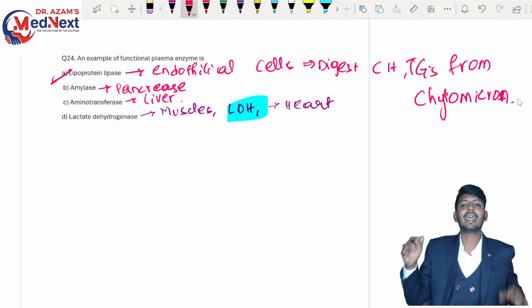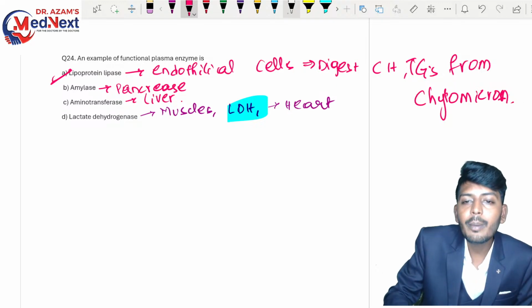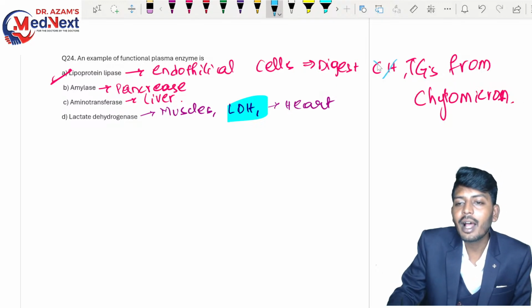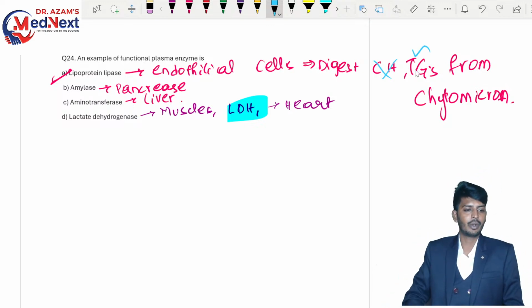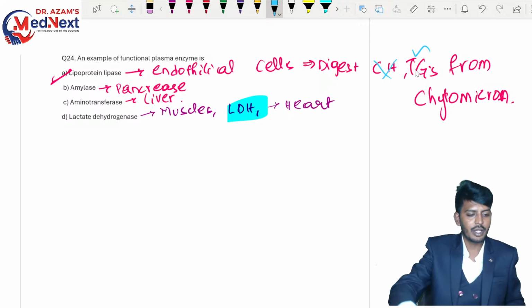Who is that? That is lipoprotein lipase. If we forget cholesterol, sir, no problem, remember triglycerides. Most importantly triglycerides. Okay, hope everybody is able to follow this question. Let's go to the next important question.